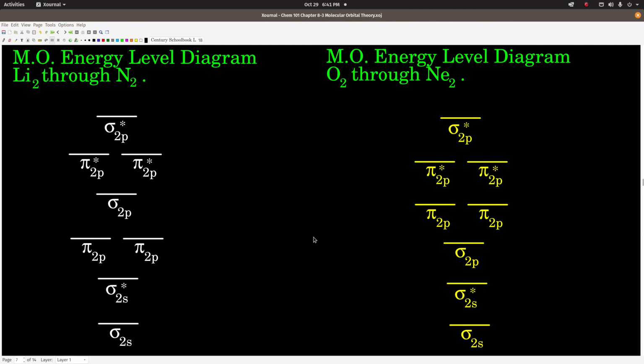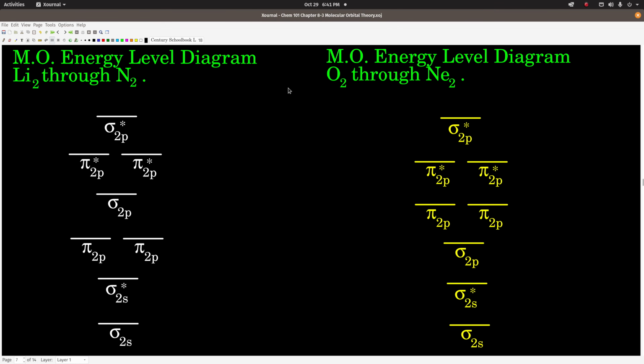We're not going to go any farther, guys, than second row homonuclear diatomic molecules. So second row of the periodic table, lithium through neon. Homonuclear, meaning both atoms in the molecule are the same. And diatomic, of course, is 2 atoms. So memorize or write on your card these 2 different energy level diagrams. The one on the left, the white one, this is what you use if the molecules are lithium through nitrogen. That's going left to right in the periodic table.